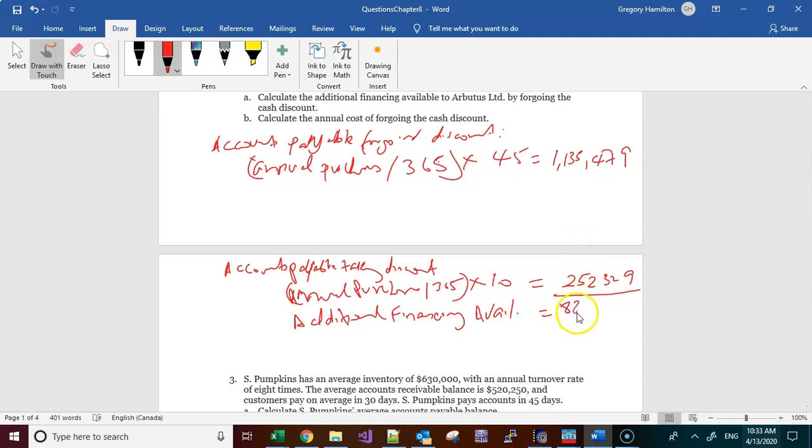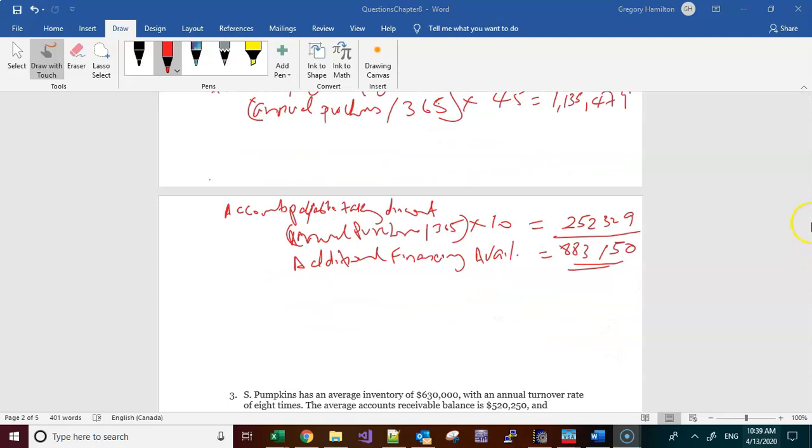So that would be 883, that's a 0, that's a 5, and that's a 1. Right? So it is A. Alright, so we are going to look at B now. So now that we have A, we can do B.